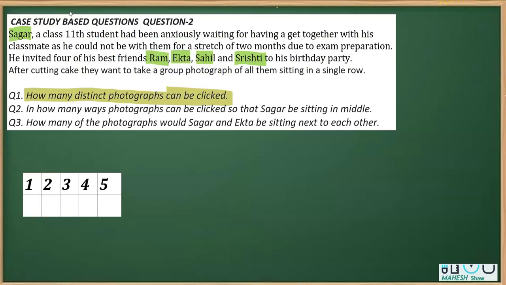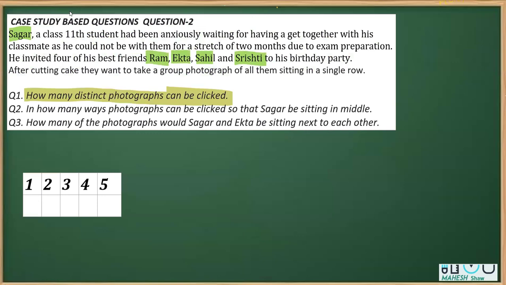So we can see that there are five places, five people here, or five objects that can be arranged in 5 factorial ways, and as we can see, no two objects are identical. So we can either write 5 factorial, which is 120, or you may write 5P5, and that is also 5 factorial, which is equal to 120. So 120 is the answer for the first part.